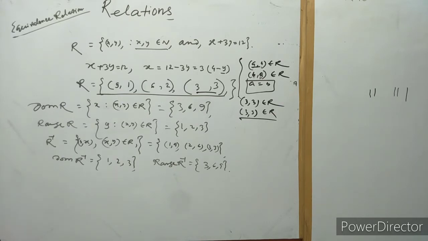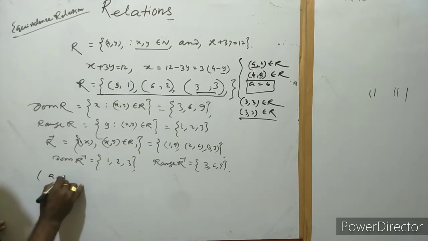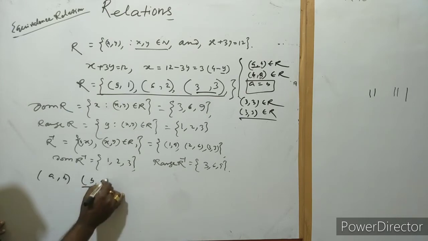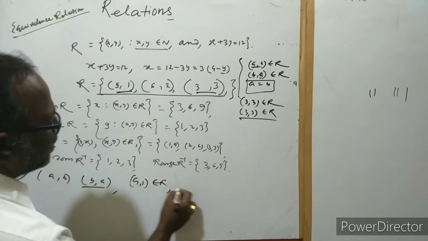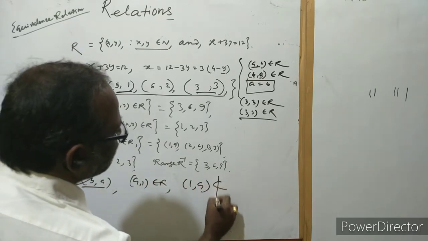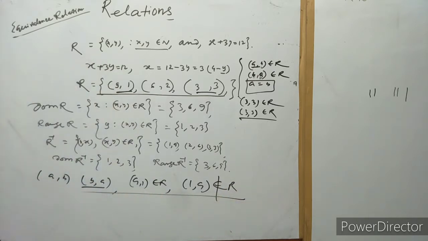So for symmetry, we know if A comma B holds, then also B comma A holds for each and every pair. But the pair 9 comma 1 lies on R, but 1 comma 9 does not lie on R. So that's why we can say this is not symmetric. So it is clear from the data that the relation is antisymmetric and transitive, and not reflexive and symmetric. Okay, so I think all of you have understood better.